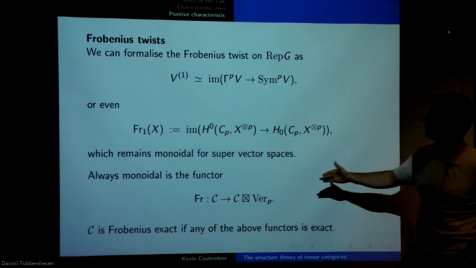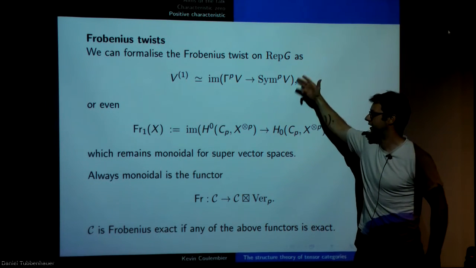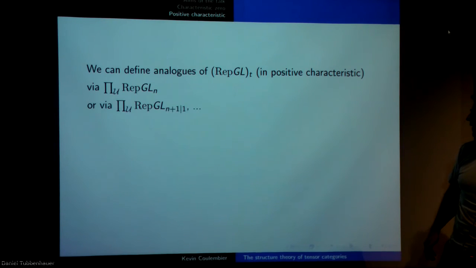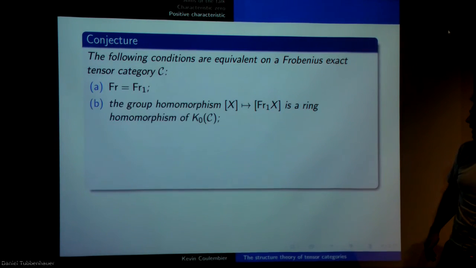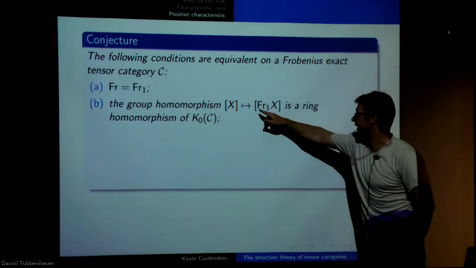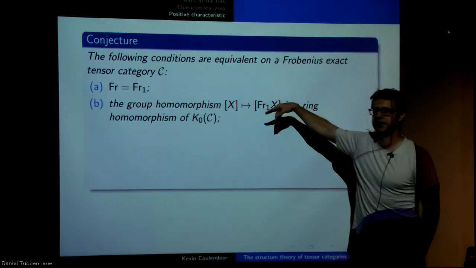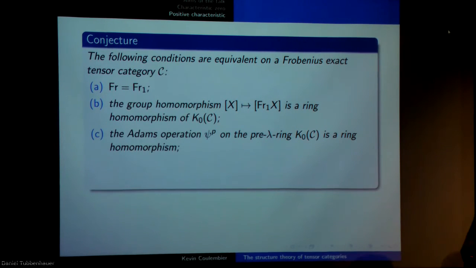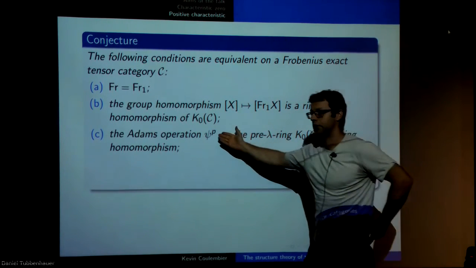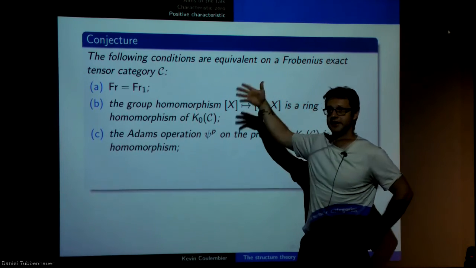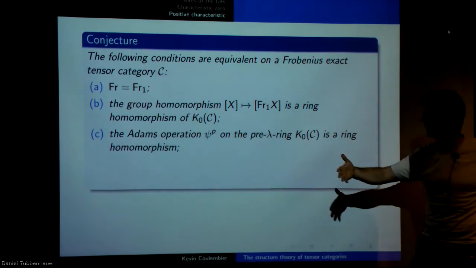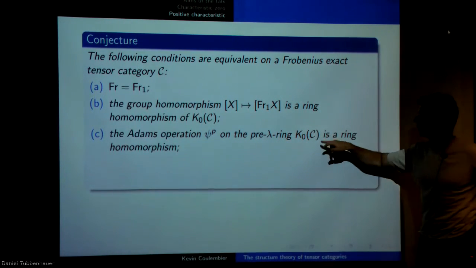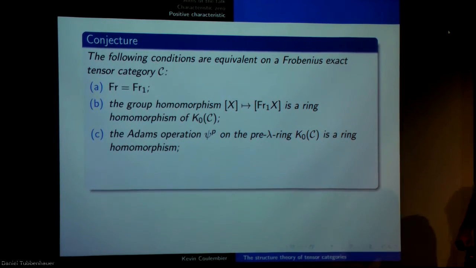This will be the case, for instance, for Tannakian and super Tannakian categories. It's not completely trivial, but you can check. This thing is a ring homomorphism. That's quite easy to check, that they're the same. You can always define the p-th Adams operation. Frobenius exact means lambda is defined. It's not necessarily a lambda ring, so this isn't necessarily a ring morphism, but this condition might be equivalent.